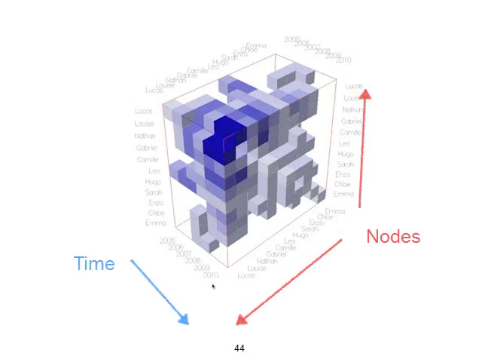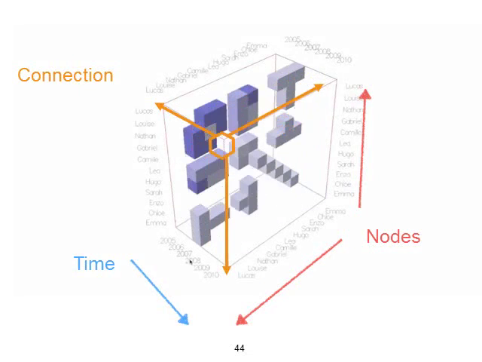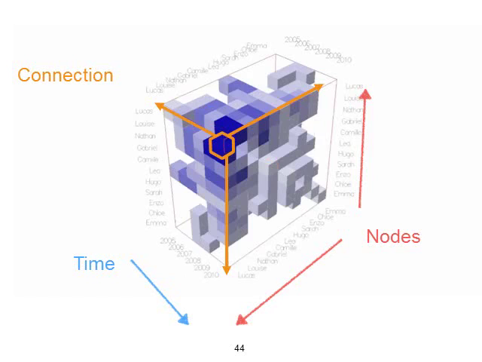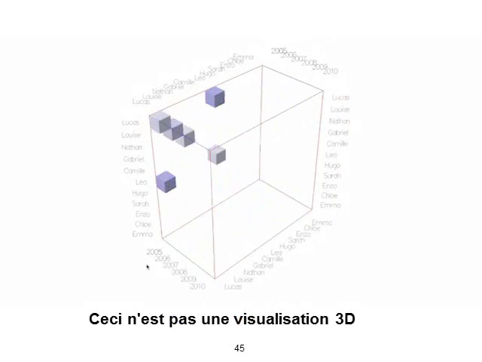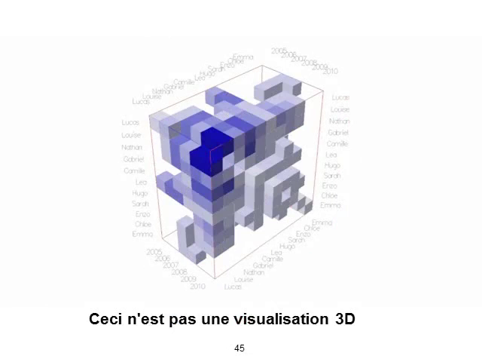The point is, this is not a 3D visualization in the sense that we don't want to say to people, use the 3D representation. It's there, but that's not the purpose. The purpose is that this representation is a pivot representation to switch from one view to the other.